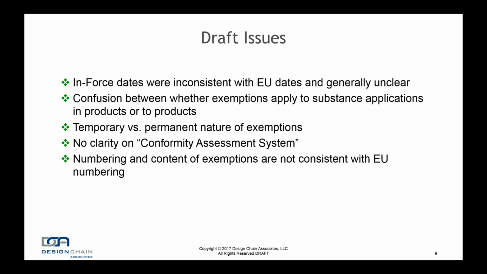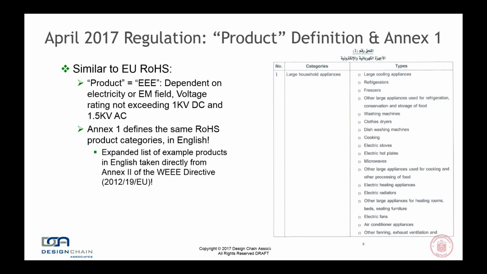The draft also talked about a conformity assessment system, but really gave no detail or input on what it was going to be like or what it would consist of. And the numbering and content of the exemptions were not exactly consistent with EU numbering. So those were some of the early issues.